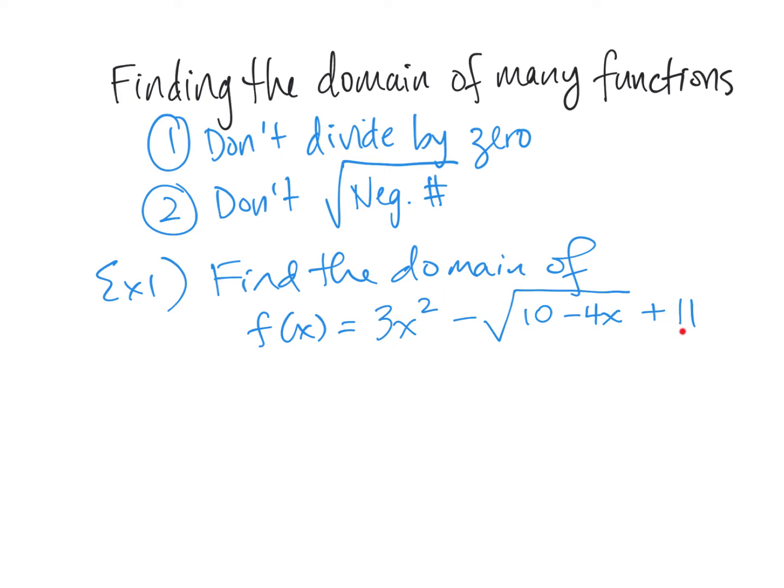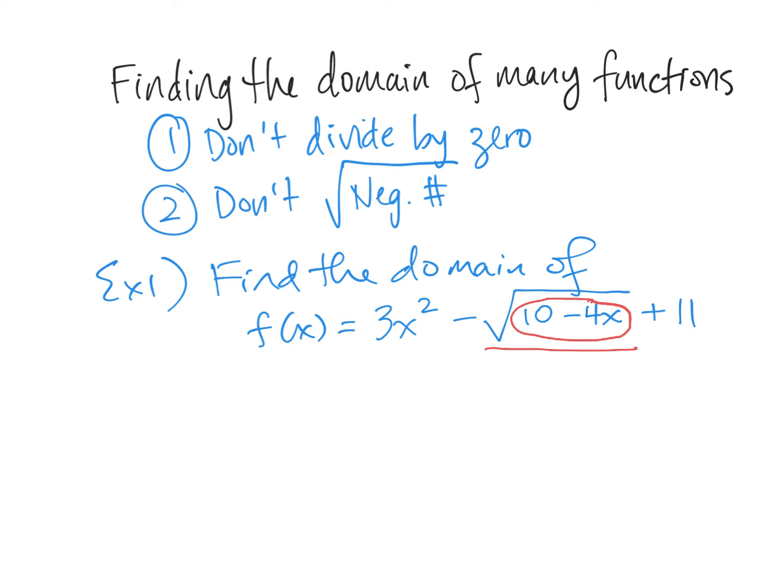I'm not really worried about this 11 because there's nothing I can plug in for x that's going to change this 11 from being an 11. And adding 11 is a perfectly fine, good thing to do. So the only problem I have is with this square root, and specifically the part underneath the square root. Okay, that's called the radicand. Fancy word. Name your kids Radicand, you'll never forget.